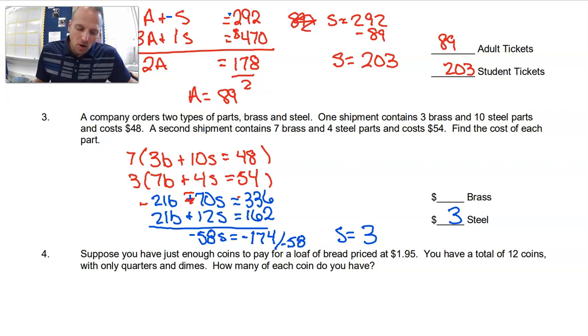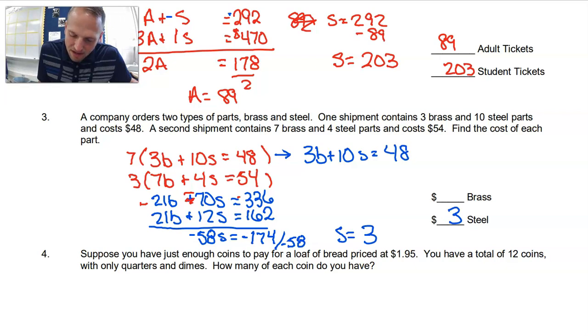Now, let's go back and I'm going to use the top equation right here. 3B plus 10S equals 48. And S was 3, so I'm going to just sub that 3 in for the S.